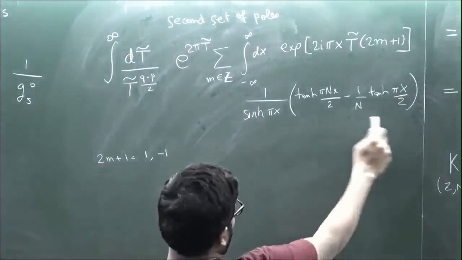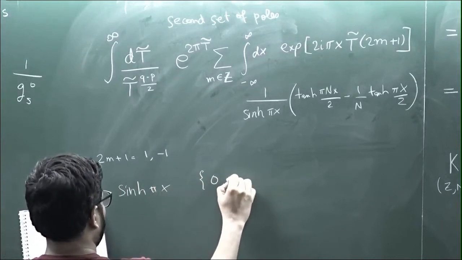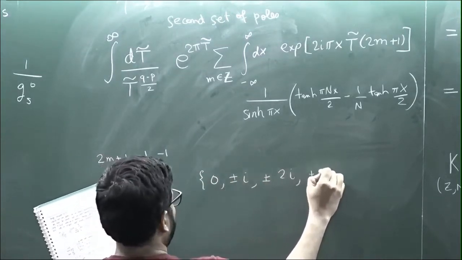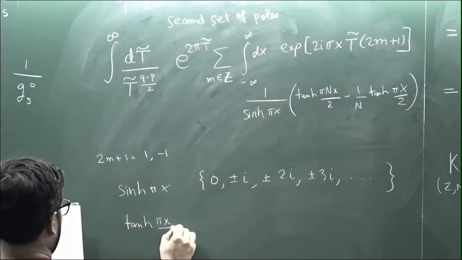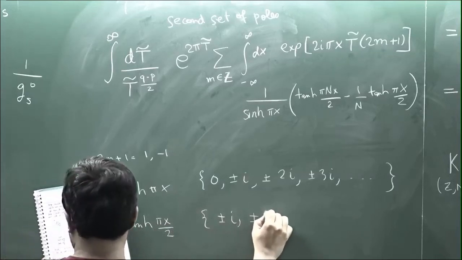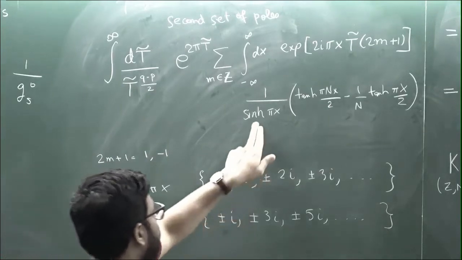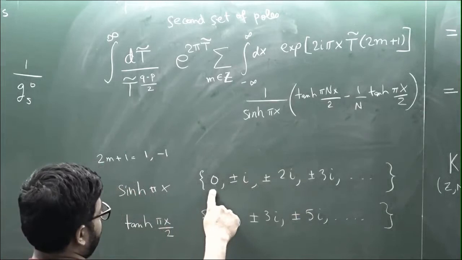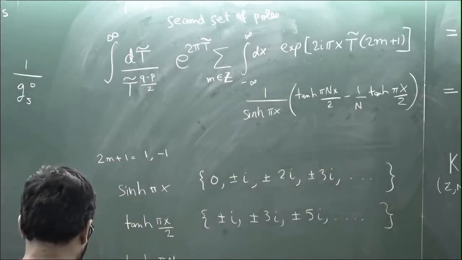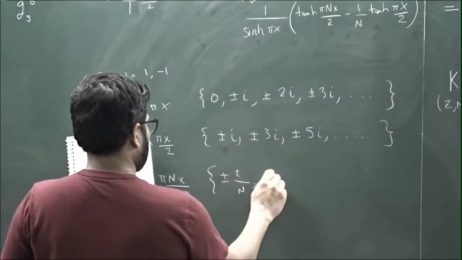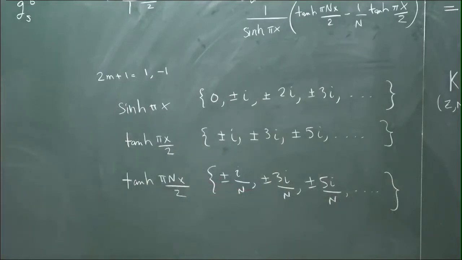So let's list the poles of this function, this guy here, right? So poles in x. The sinh phi of x has zeros at 0, plus minus i, plus minus 2i, plus minus 3i and so on, that means this integrand has poles there. Tanh of pi x over 2 has poles at plus minus i, plus minus 3i, plus minus 5i, and so on, right? So you might think that at plus minus i you're getting a double pole from a product of this term and this term. Okay, and the 0 is not really problematic because the numerator has a 0 there. So let's look at tanh of pi n x over 2. This guy has poles at plus minus i over n, plus minus 3i over n, plus minus 5i over n, and so on. Okay, so first thing to notice is there are not really any double poles.